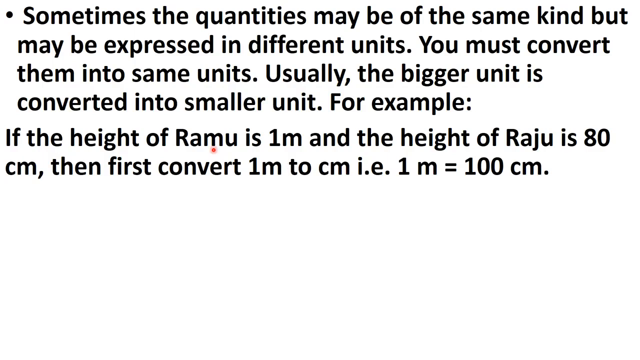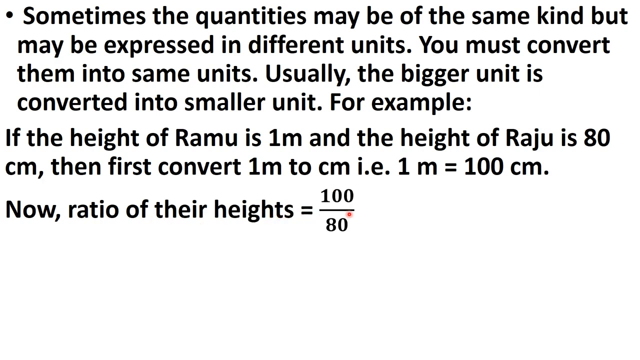So what is the height of Ramu now? Now the ratio of their heights is equal to 100 upon 80, because now Ramu's height is 100 and Raju's height is 80. Okay, so we will cancel 10 from 10. What is left? 10 upon 8. Reduce it to the simplest form. 2 5s are 10, 2 4s are 8. So its ratio is 5:4, or we can read it as 5 is to 4.